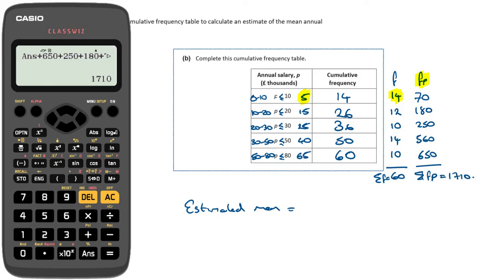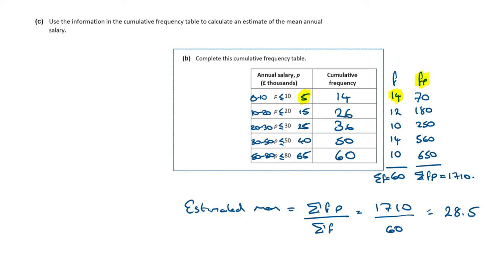Okay, so then my estimated mean is going to be sigma FP divided by sigma F, which is 1710 divided by 60, which is 28.5. That comes out to be 28.5. So then as a salary, that is £28,500. That was not a very nice question.